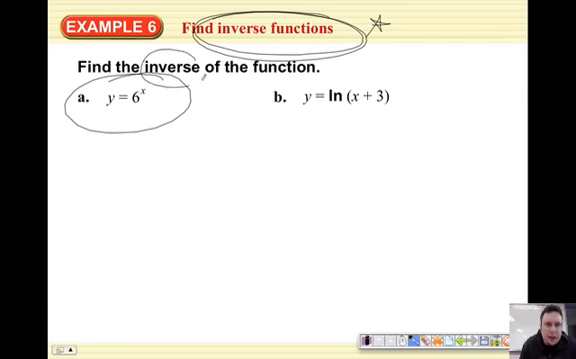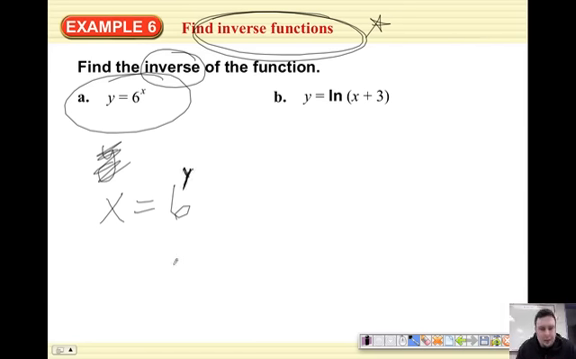Okay. Y equals 6 to the power of x. How do you usually find an inverse, right? I taught you this last time. You switch x and y and then solve for y, right? So let's switch x and y. So x equals 6 to the y. X equals 6 to the power of y.